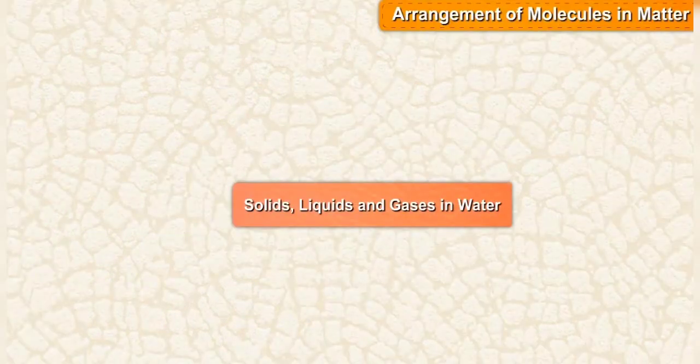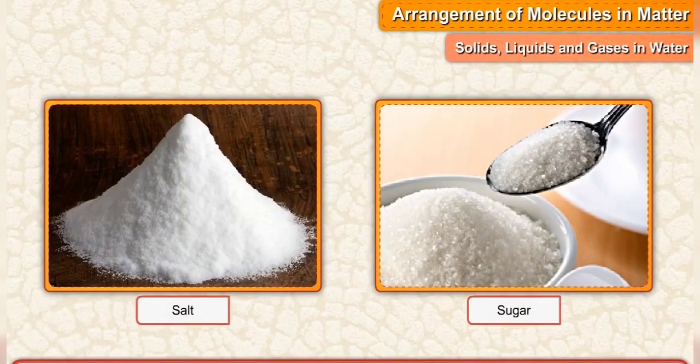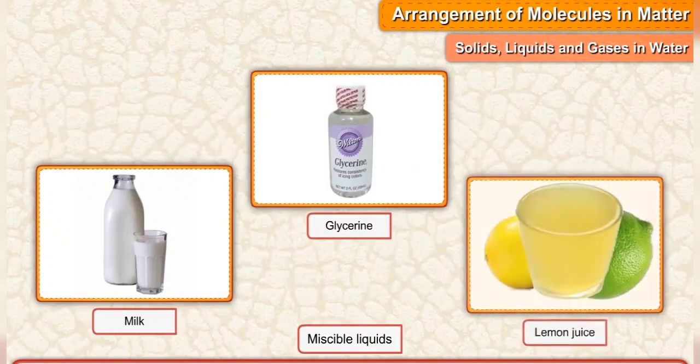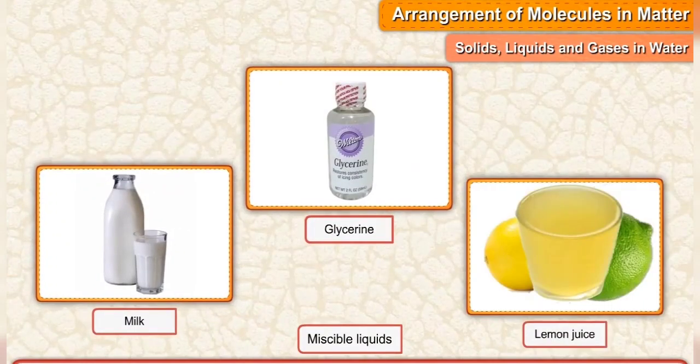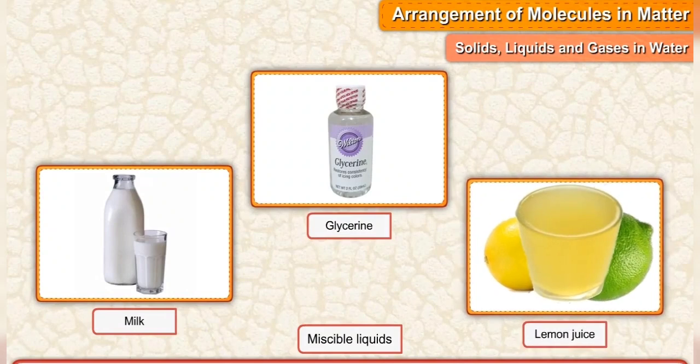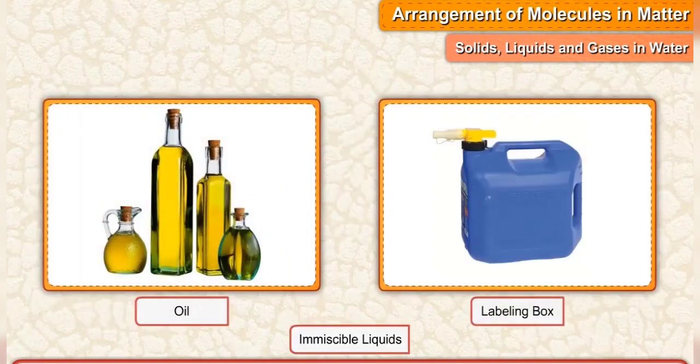Solids, liquids, and gases in water. Some solids like salt and sugar are soluble in water. Their molecules spread themselves between the molecules of water. Some liquids like milk, glycerine, and lemon juice also dissolve in water. The liquids that mix with each other are called miscible liquids. Liquids like oil and kerosene that do not dissolve in water are called immiscible liquids.